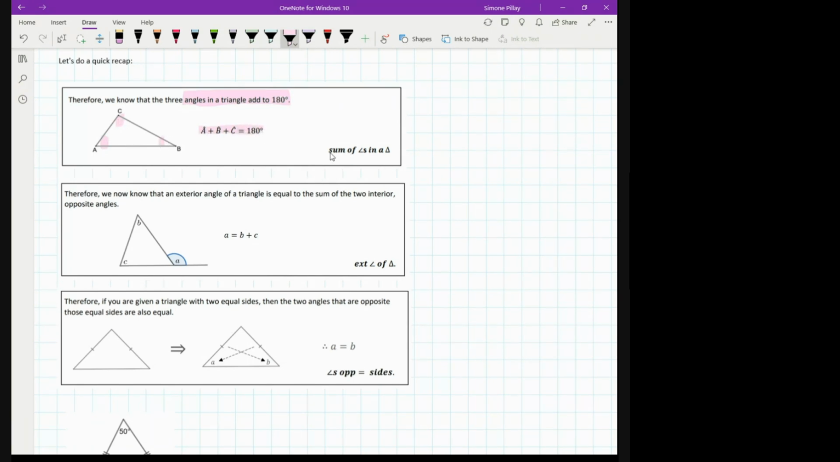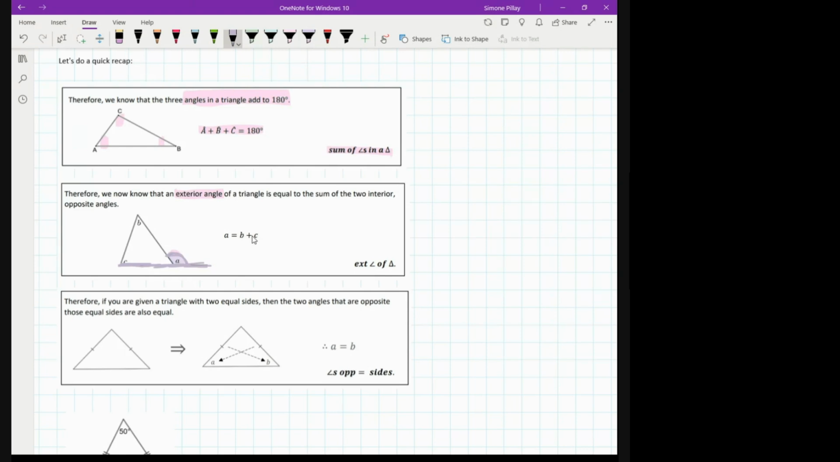My shorthand version is sum of angles in a triangle. Then we also learned about exterior angles of triangles. We learned that the angle that's formed outside of a triangle usually is formed by one of the lines of the triangle itself being extended, and then this angle gets formed.